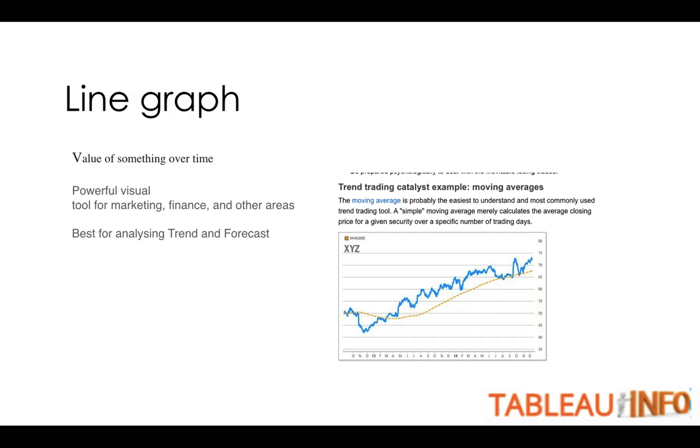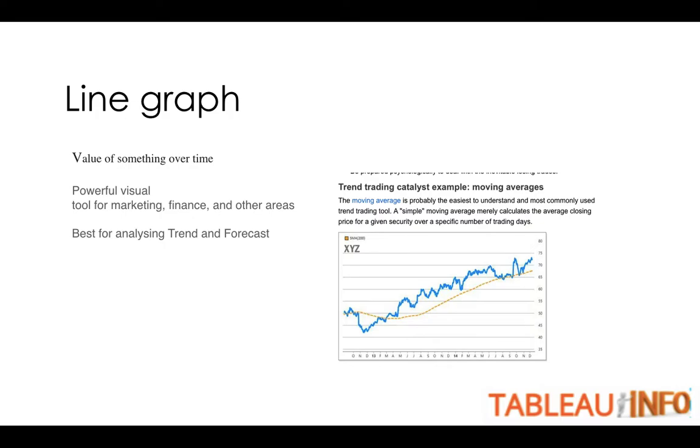Line graph means value of something over time. If I want to simplify that, if I don't want to overcomplicate it, it is a powerful visual tool for marketing, finance, and other areas. This is best for analyzing trend and forecast. You would have heard of trend lines. You would not have heard of a trend bar.